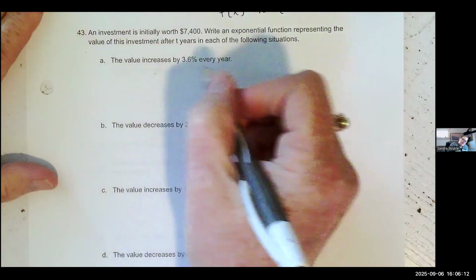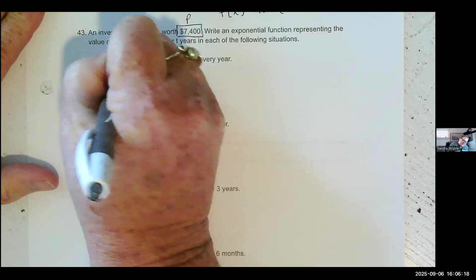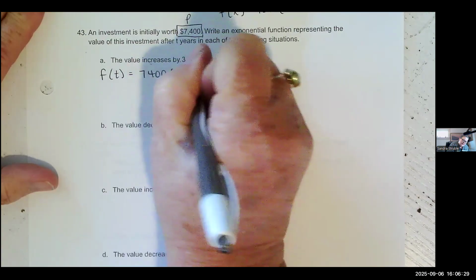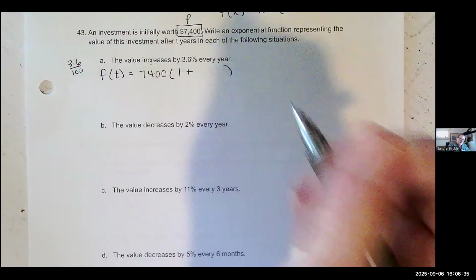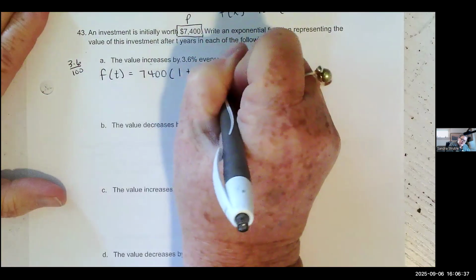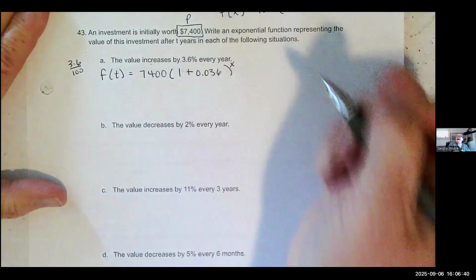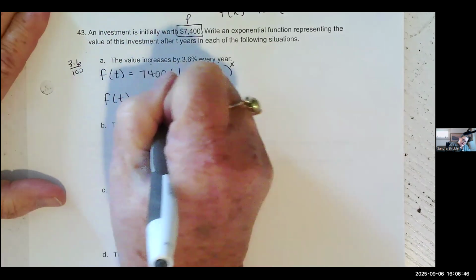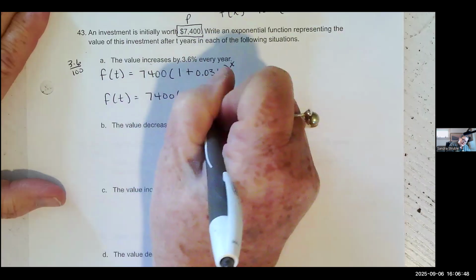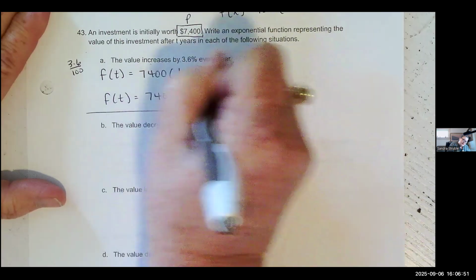So the value increases. We know that this is our initial value. This is our P for each one of these. And I'm going to use F of T since we're using T, 7,400. And it's increasing by 3.6%. So 1 plus, take 3.6 divided by 100, and I get 0.036. And it's every year, so it's just X. All I need to do now is to clean up, simplify my parenthesis, 1.036 raised to the X. There's my answer for that one.